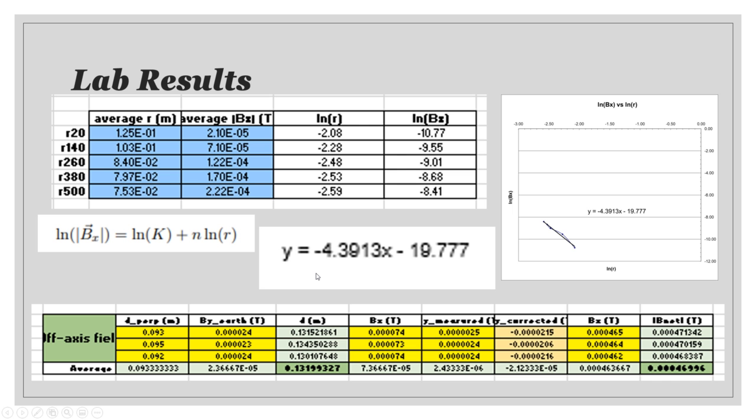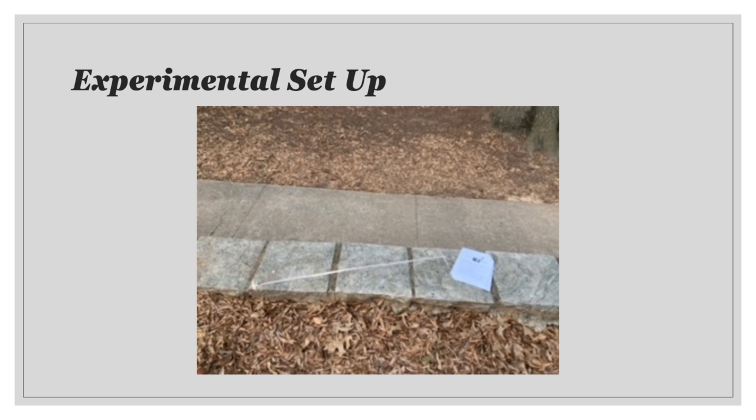So here are my lab results. Overall, this is the equation we got here in the center, and that allowed us to find K, which we will reveal on the next slide. And then we also got a B net, which will be important later, of 0.000046996, which is the magnitude of our expected dipole moment due to the distance, due to the x and y components of the second part of the experiment.